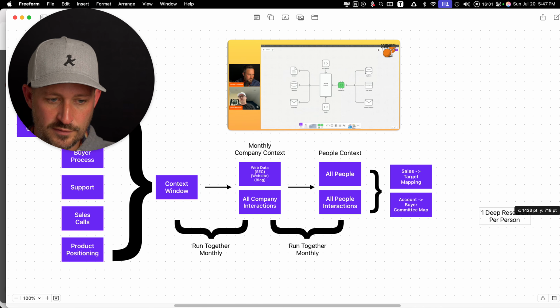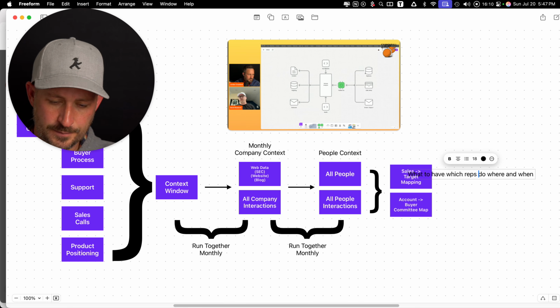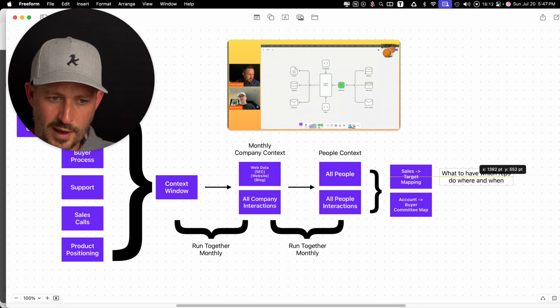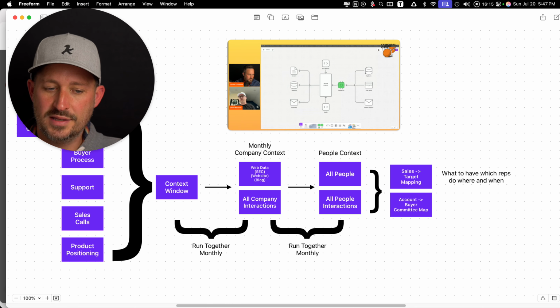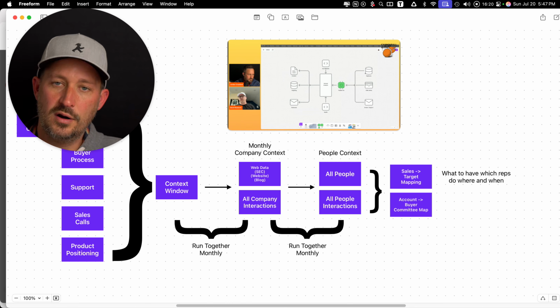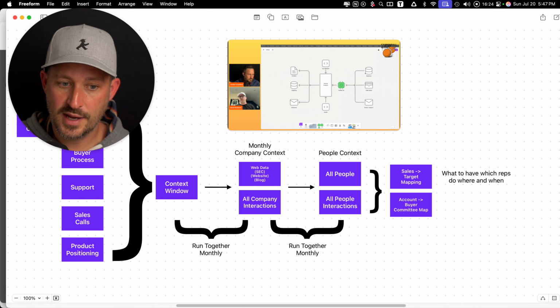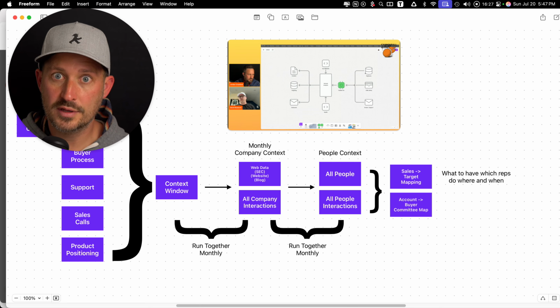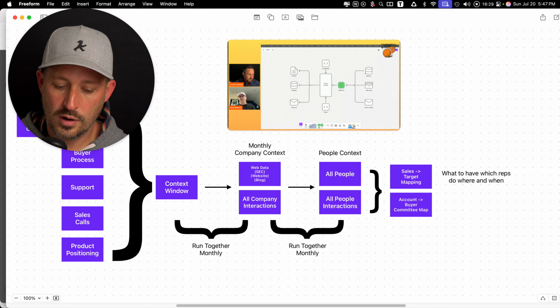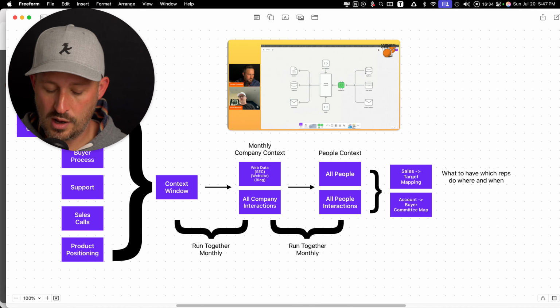So the output of this is going to be what to have which reps do, where, and when. So what this might look like is that you might say, all right, this salesperson owns this account. There are 5 people in the buyer committee. 4 of them are going to be at this conference next week. Have John go to this conference to meet them. Or it might be that one of them posts actively on LinkedIn, so go comment on LinkedIn.